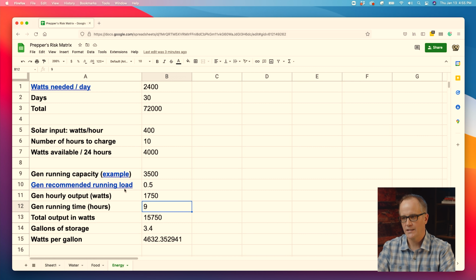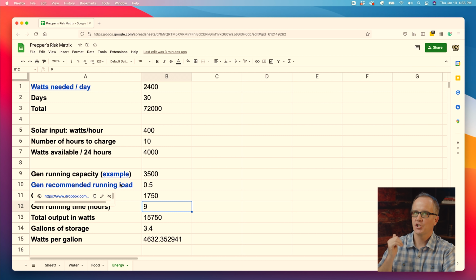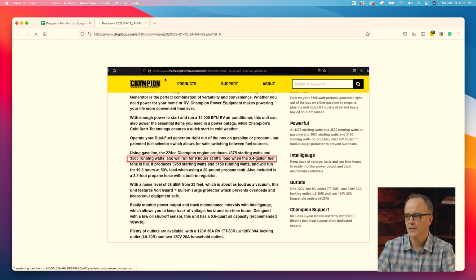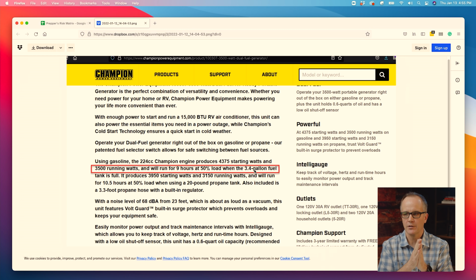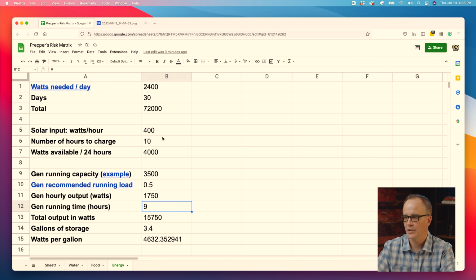Now, the running time. How do we determine running time? I have a Champion, I think 3750 dual fuel generator sitting in the garage. On their website, and I just took a little snapshot here to give you an example, they say this. It has 3,500 running watts, and it will run for 9 hours at 50% load with a 3.4 gallon tank. So it tells me up front, this generator at 50% load will run for 9 hours on 3.4 gallons. So they tell me all the information.